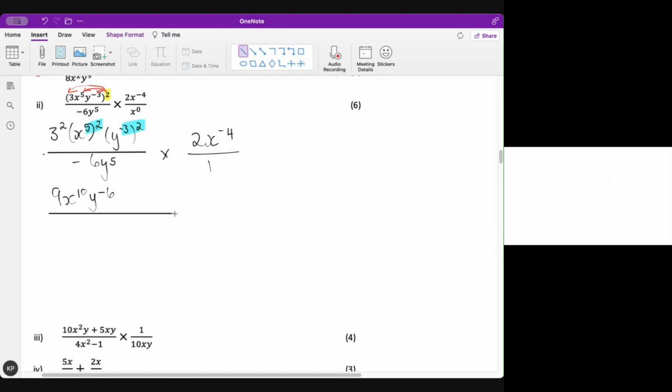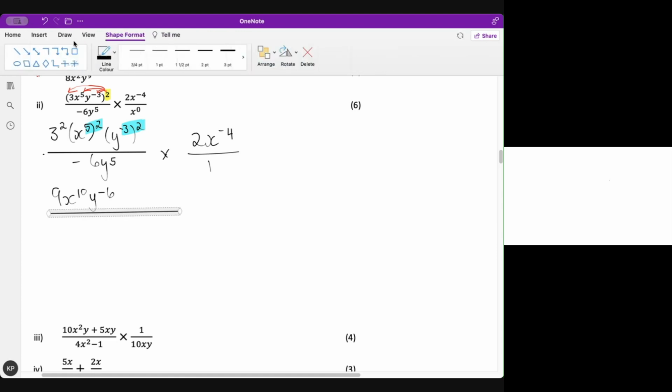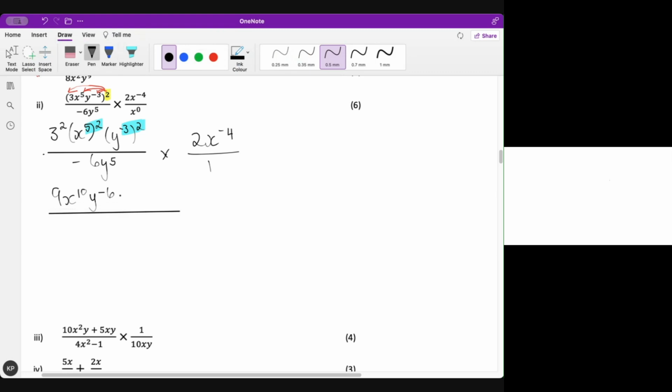I'm actually going to put these all under one denominator because of that 1. So the numerator is times 2x to the power of negative 4. And at the bottom, negative 6y to the power of 5 times 1 is just negative 6y to the power of 5. Okay, if at any point you get lost, please stop me. Don't wait for me to finish all the way at the end.